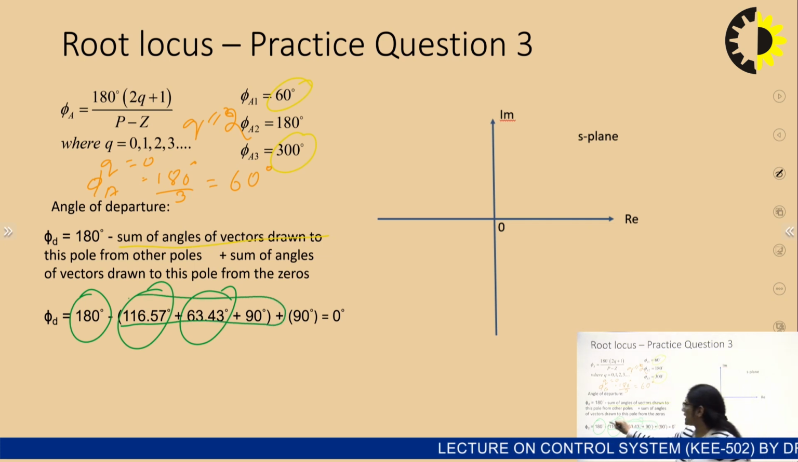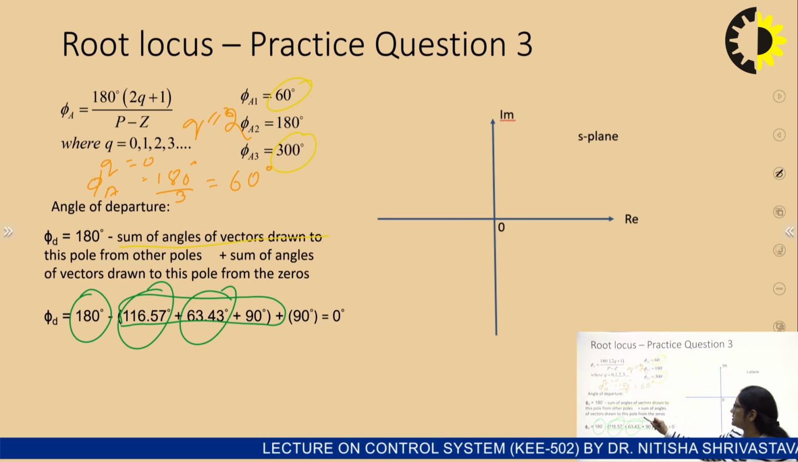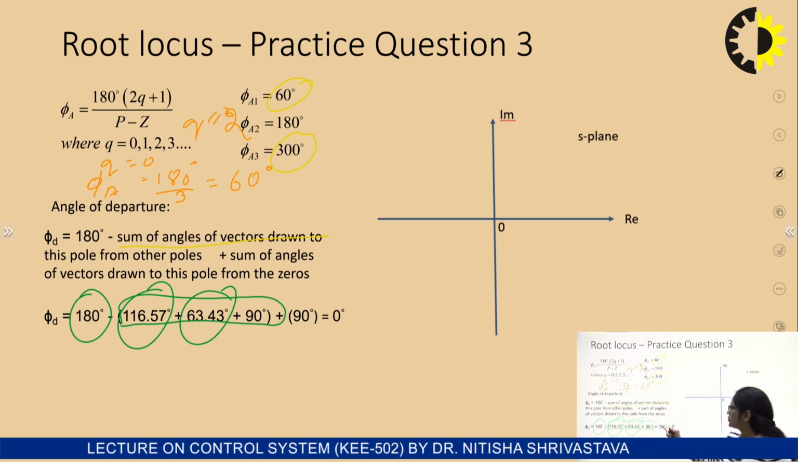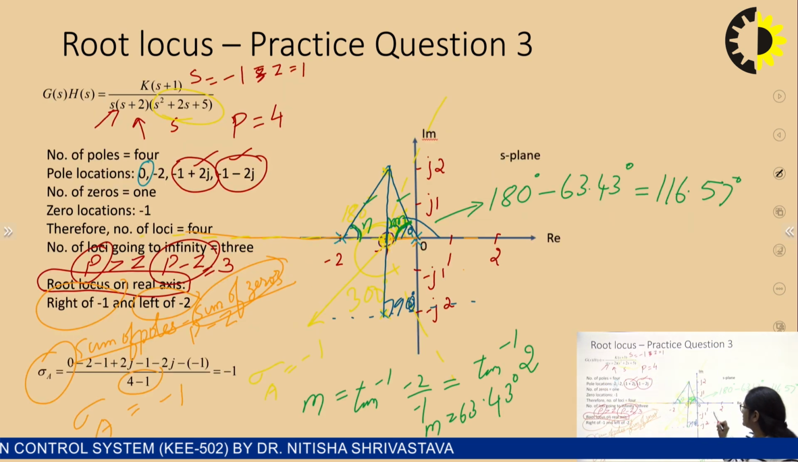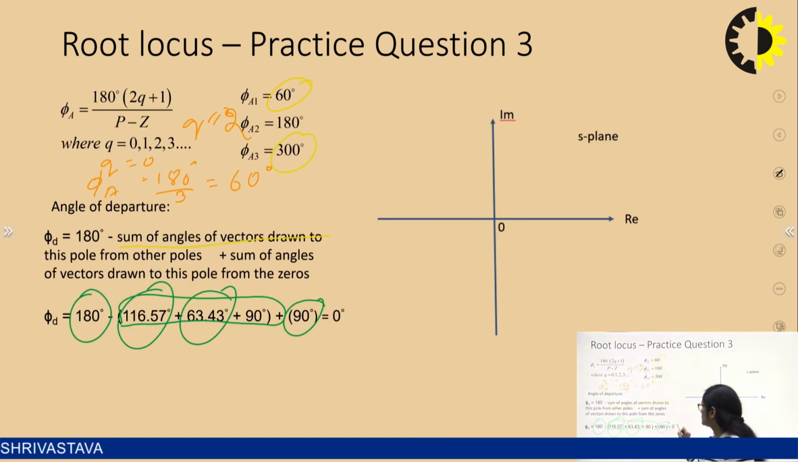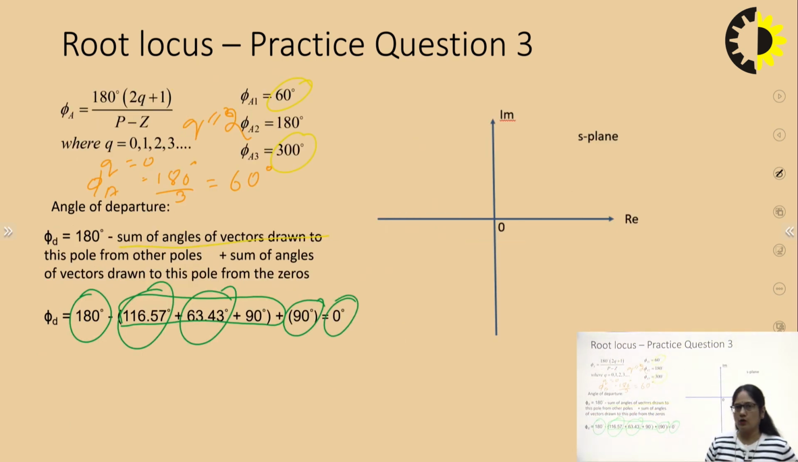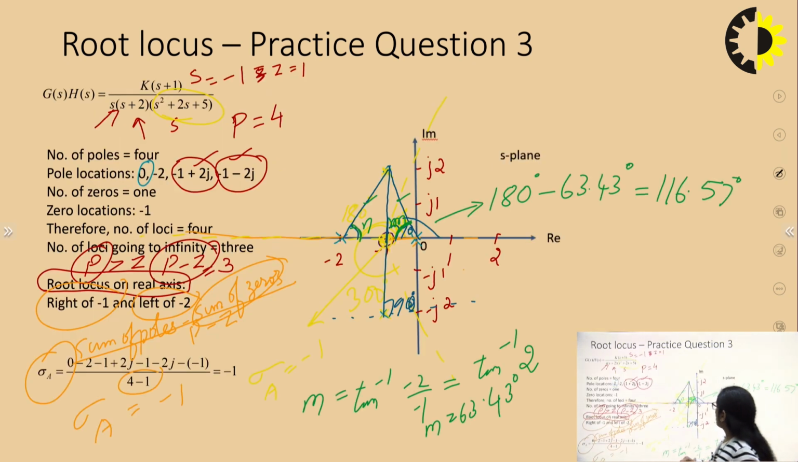So phi d is equal to 180 degrees minus the sum of these angles plus the sum of the angles drawn from this to this pole from the 0, that is 90 degrees. We are talking about this angle. This is a 0 and that angle which is formed is 90 degrees. So this is coming out to be 0 degrees. So the angle of departure is 0 degrees, which means that this complex pole, when it is moving towards infinity, will depart at the 0 angle, and the root locus is symmetrical about the real axis. So the angle of departure here also is 0 degrees.